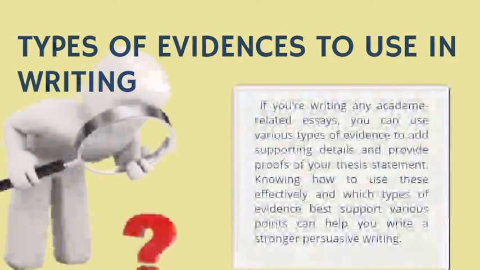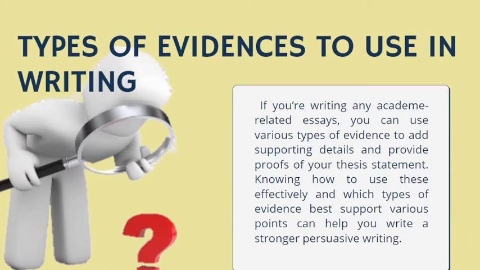Number one, for now we are about to learn the types of evidences to use in writing. If you're writing any academic-related essays, you can use various types of evidence to add supporting details and provide proofs of your thesis statement. Previously, we have known the thesis statement. This is the central idea of the paragraph. Knowing how to use this effectively and which types of evidence best support various points can help you write a stronger, persuasive writing.